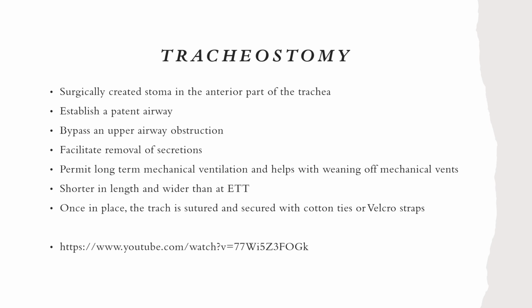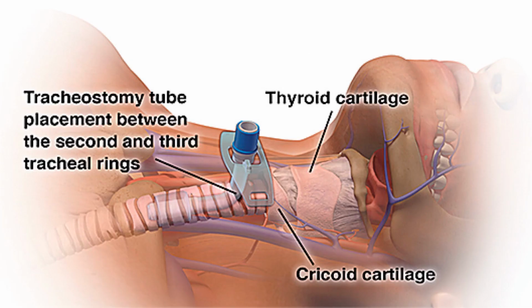Once the trach is in place, it's sutured and secured with cotton ties, or we actually have Velcro straps at Berkshire Medical Center. And this is just a picture of a video of a patient having surgery, getting a tracheostomy placed. And here is a picture of a tracheostomy tube being placed into the trachea, typically between the second and third tracheal rings.